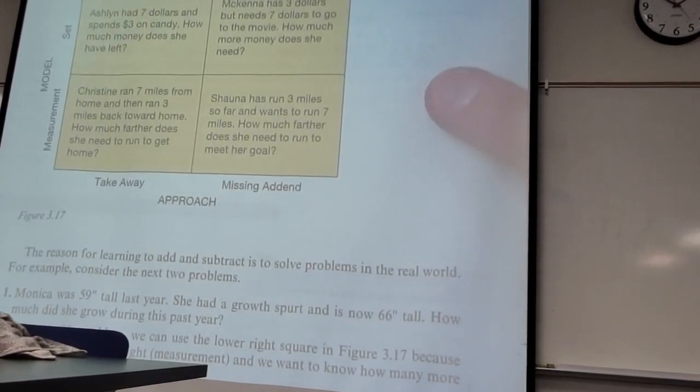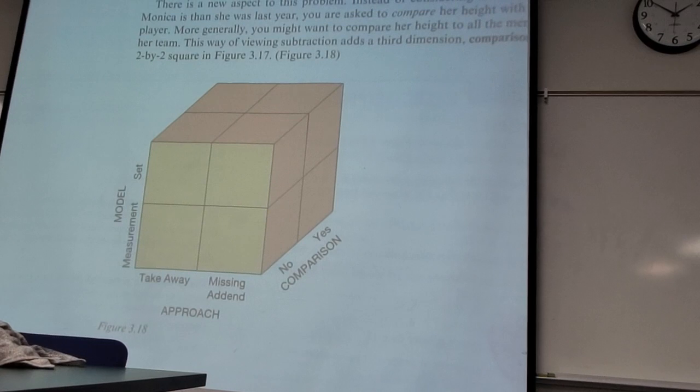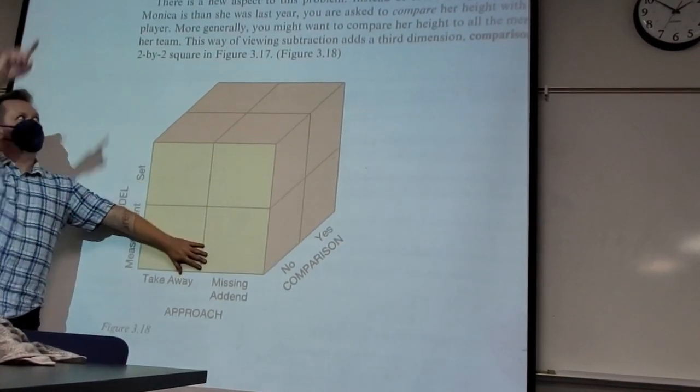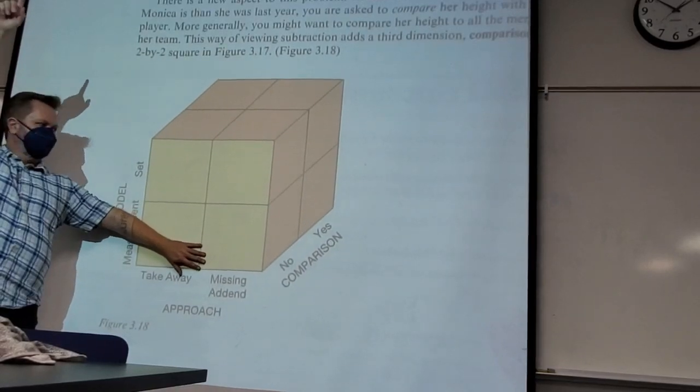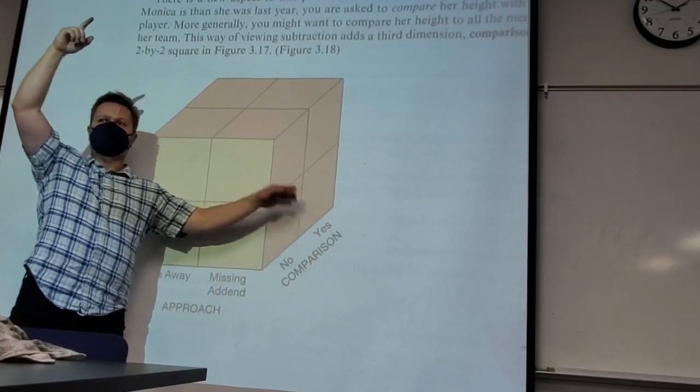If I add another dimension to this, what shape is it going to become? What comes after a flat? Cube. A cube, all right. Right, which is down there. So the front face of it is what's up there, right? The matrix. But then you could also have, is it a comparison problem? No or yes. And then you can apply any of these.